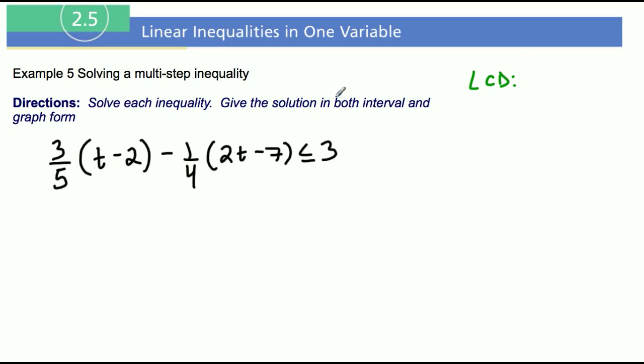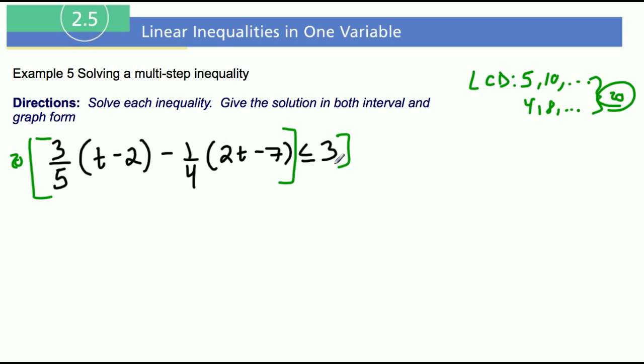If you're at the multiples of 5, 10, ... and we're at the multiples of 4, 8, ... when would these two numbers match? Well, they would match at 20, right? So that's what the lowest common denominator is going to be. And what we do with this number is multiply both sides by 20. So I'm going to multiply the entire left side by 20 and the entire right side by 20.